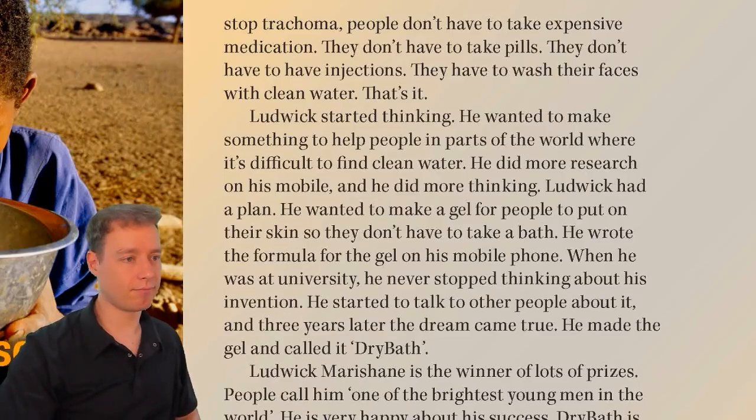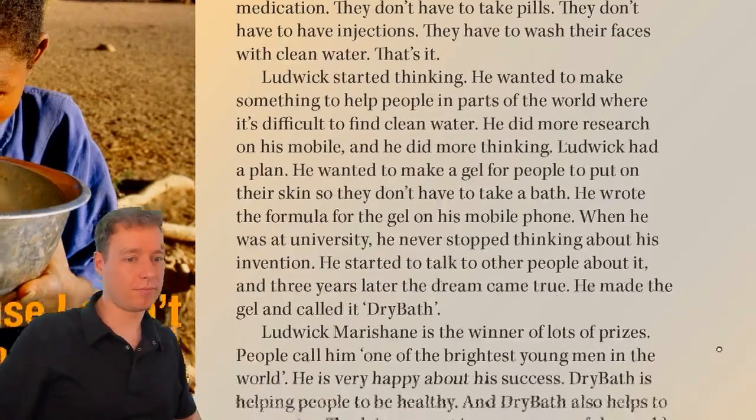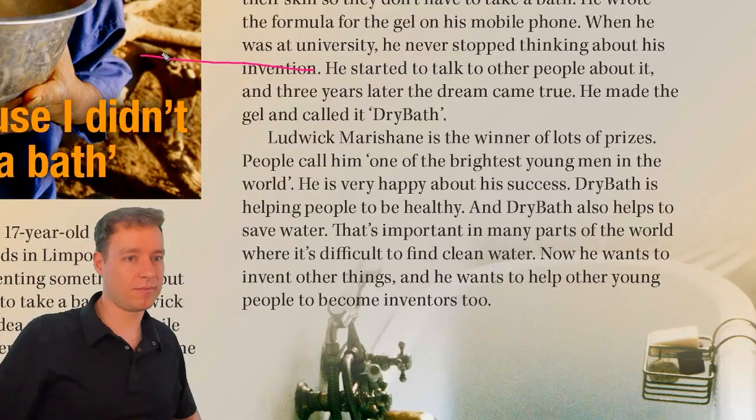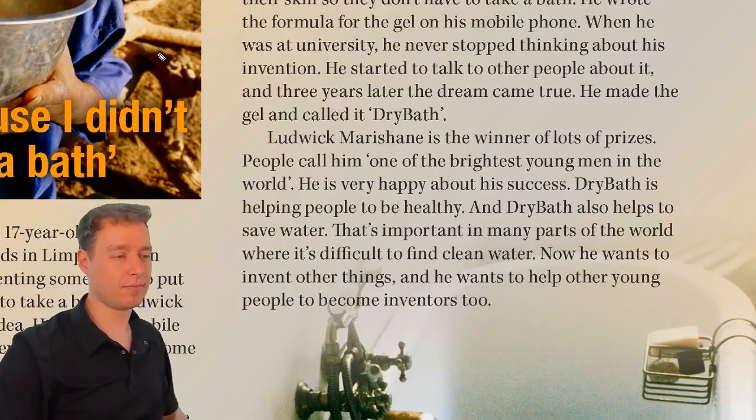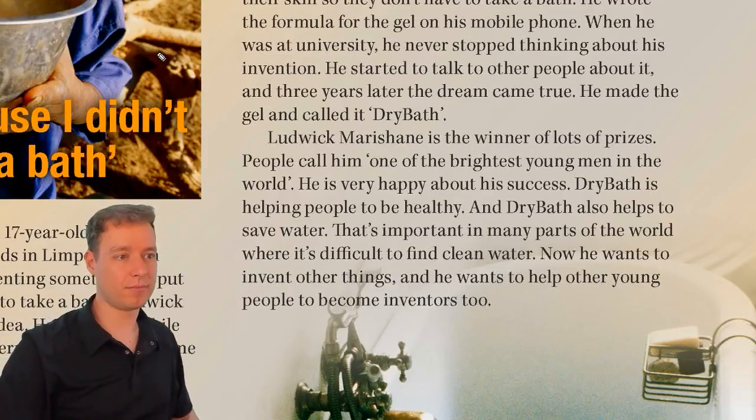He wanted to make something to help people in parts of the world where it's difficult to find clean water. He did more research on his mobile, and he did more thinking. Ludwig had a plan. He wanted to make a gel for people to put on their skin so they don't have to take a bath. He wrote the formula for the gel on his mobile phone. When he was at university, he never stopped thinking about his invention. He started to talk to other people about it, and 3 years later, the dream came true. He made the gel and called it dry bath.